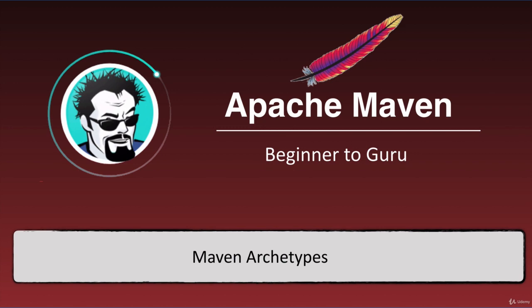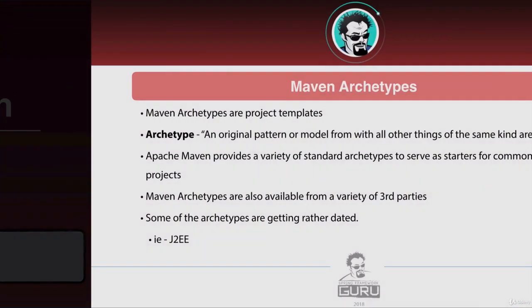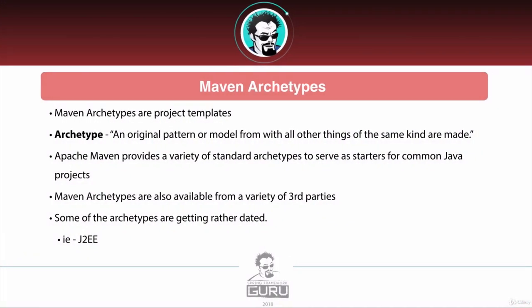In this video, we're going to be talking about Maven Archetypes. So an archetype is basically a project template. The Maven website defines an archetype as an original pattern or model from which all other things of the same kind are made. Now, Apache Maven provides a variety of standard archetypes to serve as starters for common Java projects. The Maven archetypes are also available from a variety of third parties, or you can even make your own archetype.